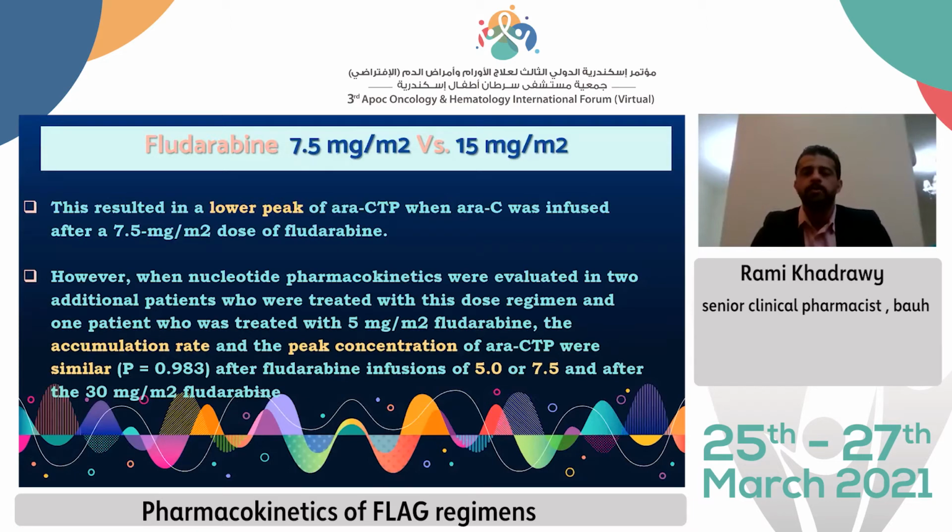however, the nucleotide pharmacokinetics were evaluated in 2 additional patients receiving 5 milligram per meter square to further de-escalate the dose of fludarabine, and the accumulation rate and peak concentration of RACTP were similar, with a p-value of 0.9, comparing 5 milligram per meter square to 7.5 milligram per meter square. There is no significant difference between the 2 doses with respect to the accumulation rate and the peak concentration. However, both did not augment the RACTP sufficiently like the conventional dose of 30 milligram per meter square.